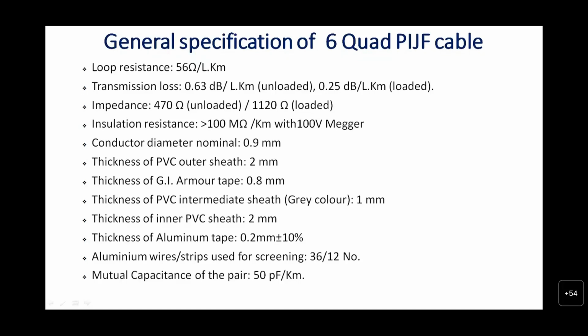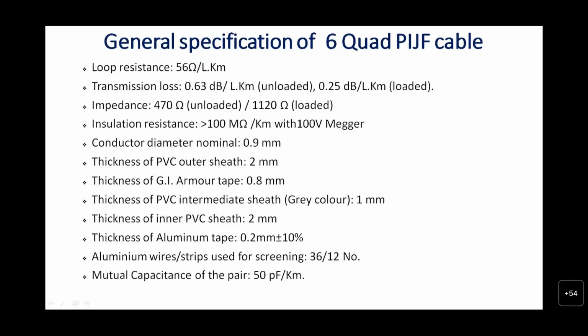The general specification of 6 quad cable is loop resistance of 56 ohms per loop kilometer, transmission loss of 0.63 dB per loop kilometer unloaded and 0.25 dB per loop kilometer loaded. In our South Central Railway presently there are no loaded cables, but for academic interest we should know loaded will have a transmission loss of 0.25 dB. The impedance is 470 ohms unloaded, 1120 ohms loaded.